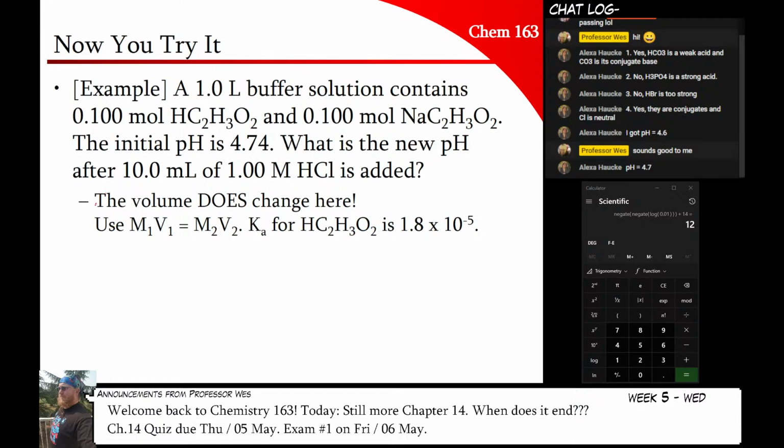And, you know what, just don't worry about this. Because when you make your before-after table, it's still all going to be moles. But how many moles of HCl did I add? You're going to have to figure that out for me. We'll come back in 5 minutes. So give it a shot.